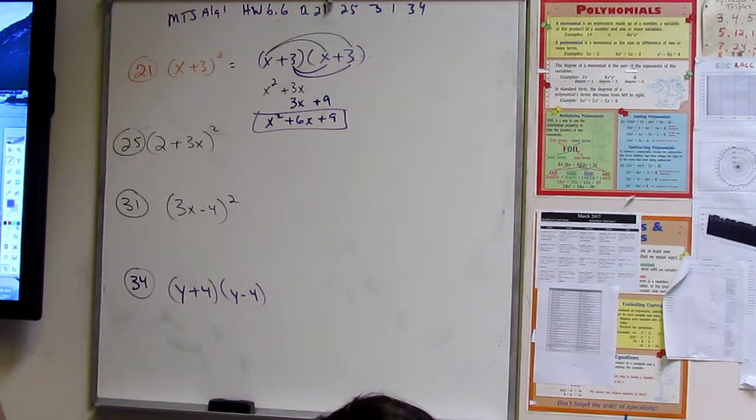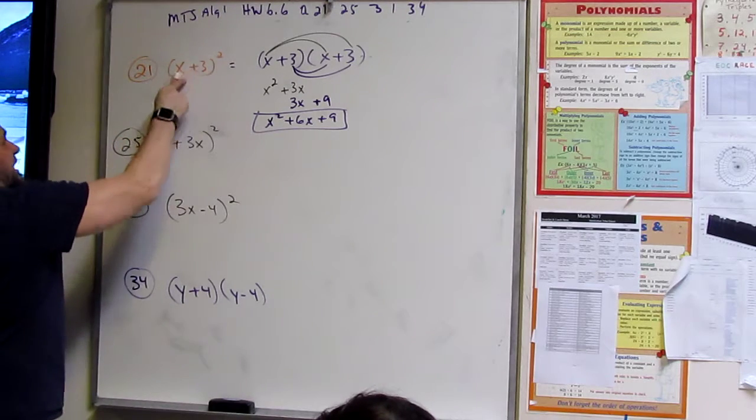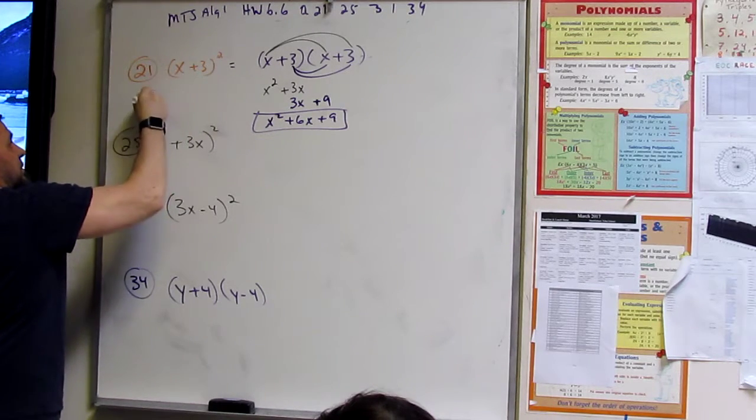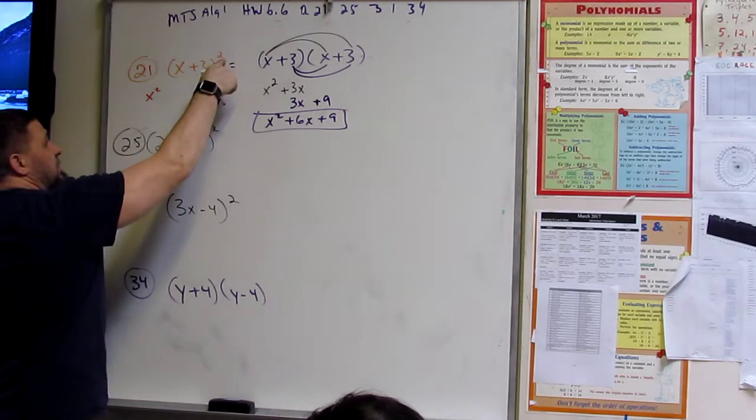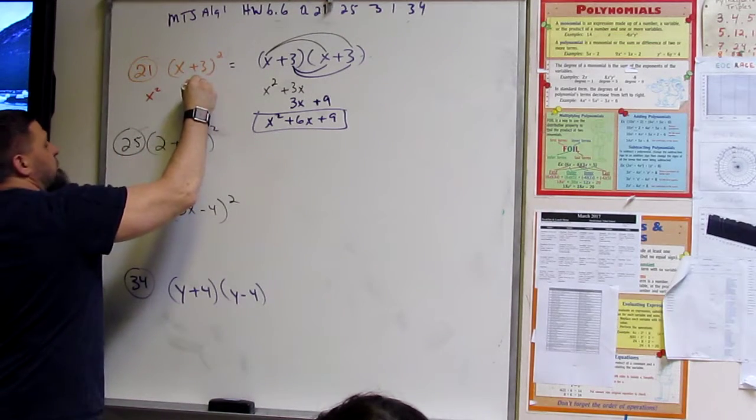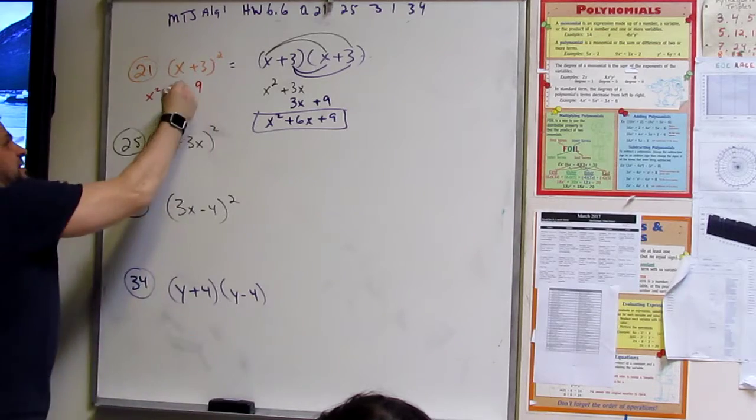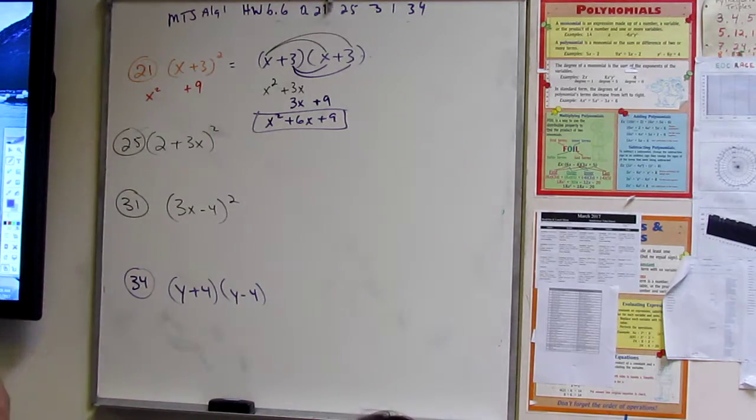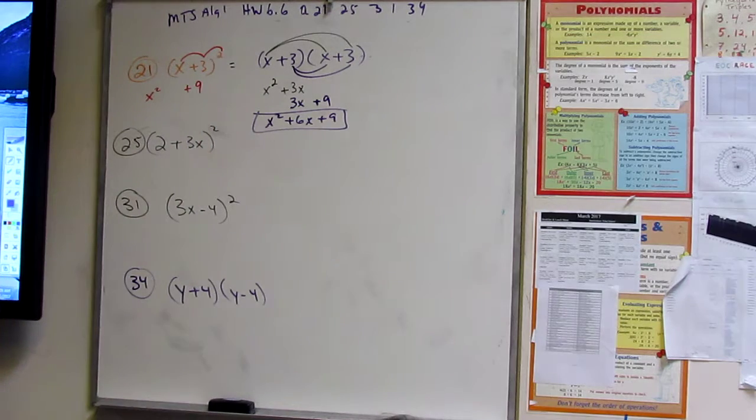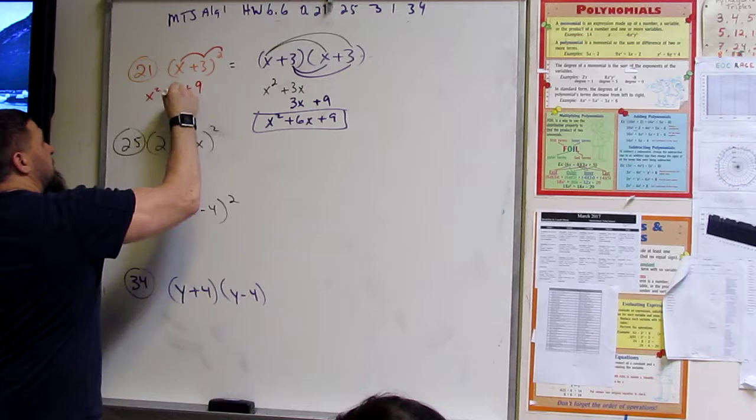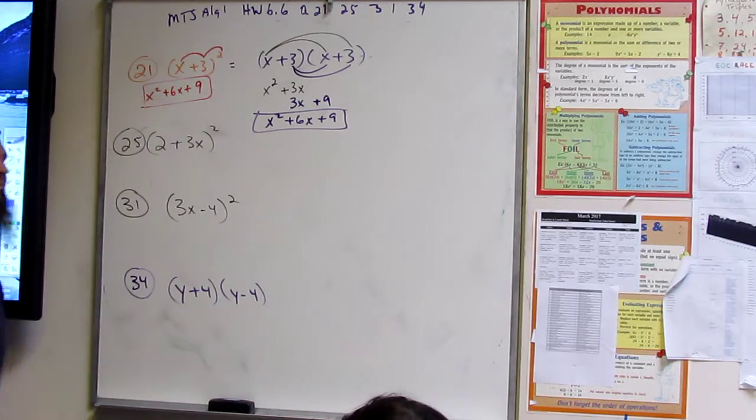Okay, here's the trick. What's x squared? X squared, right? What's 3 squared? 9. Okay? Positive, right? Now, what's 2 times 3 times x? 2 times 3 is 6. 6 times x is 6x. Bam. Done.